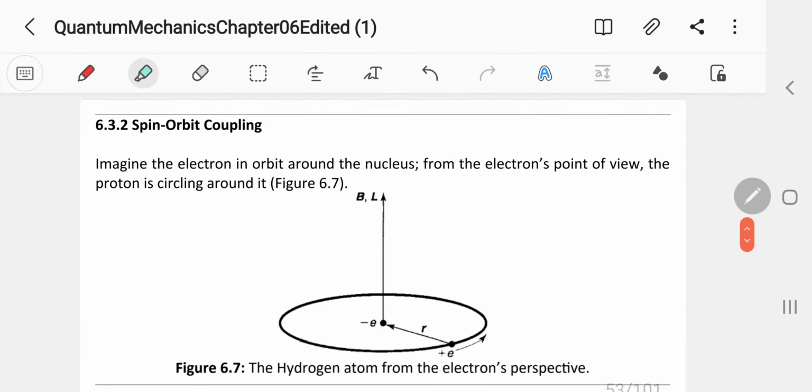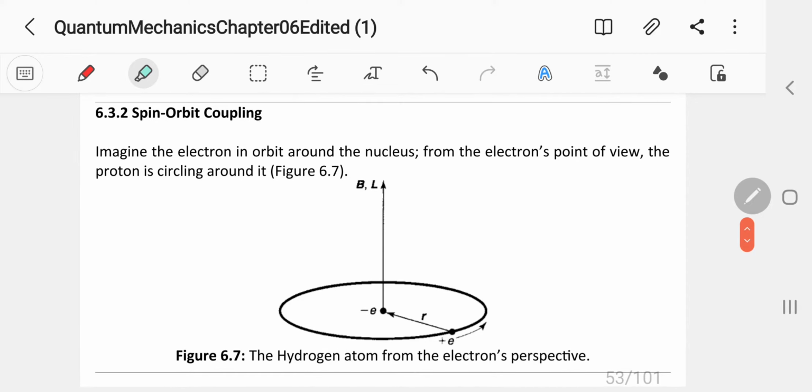So we'll now go to the second part of the correction, the spin-orbit coupling. Imagine the electron in orbit around the nucleus. Basically we imagine the hydrogen atom to have a heavy nucleus, the proton, and the electron is revolving around it. It's orbiting around the proton, but from the electron's point of view, it is the proton that is revolving around it.